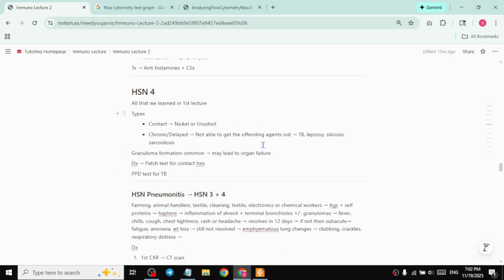Usually, all the things that we learned in lecture one about APCs and Th1 activation, Th2, how CD4 and CD8 work, how natural killer cells work, this is where we put them in. Okay.